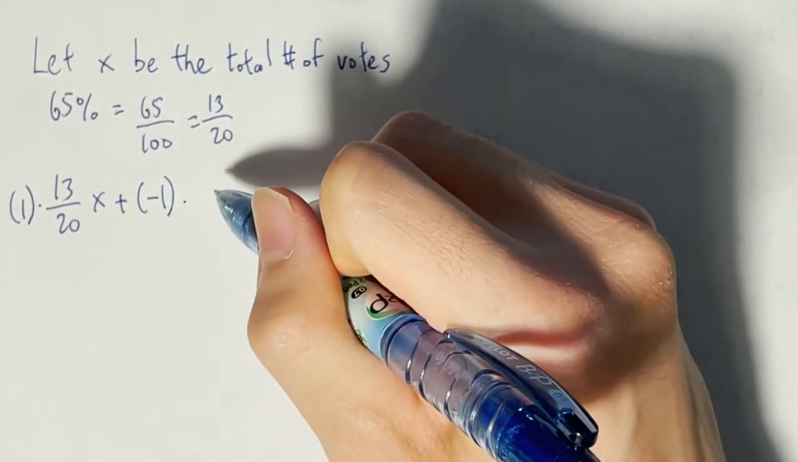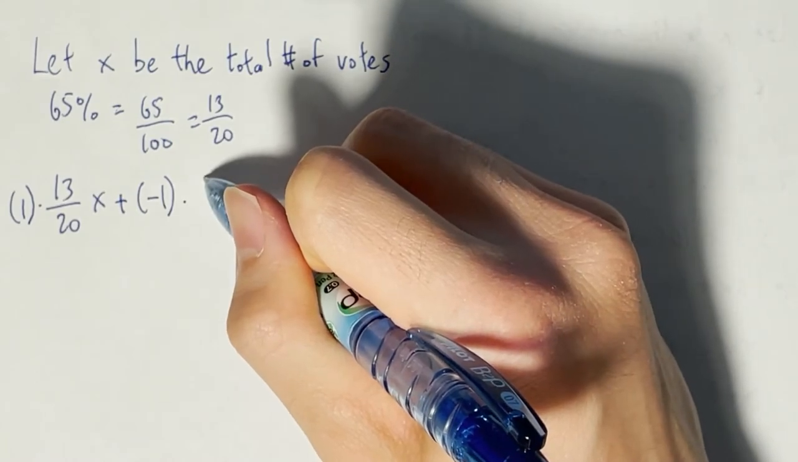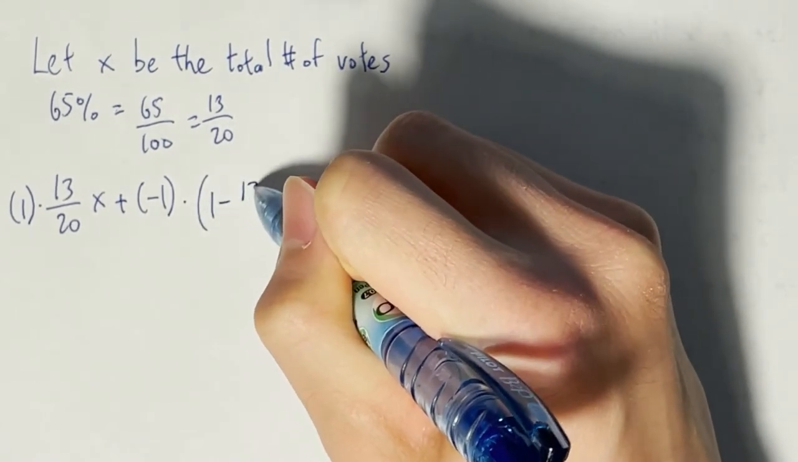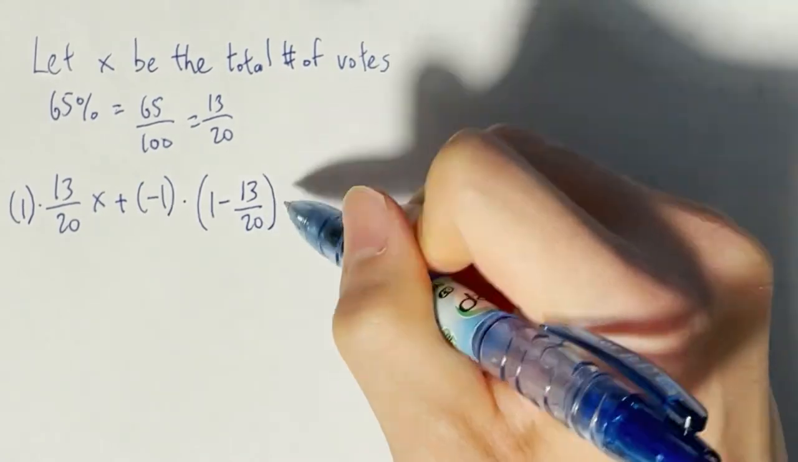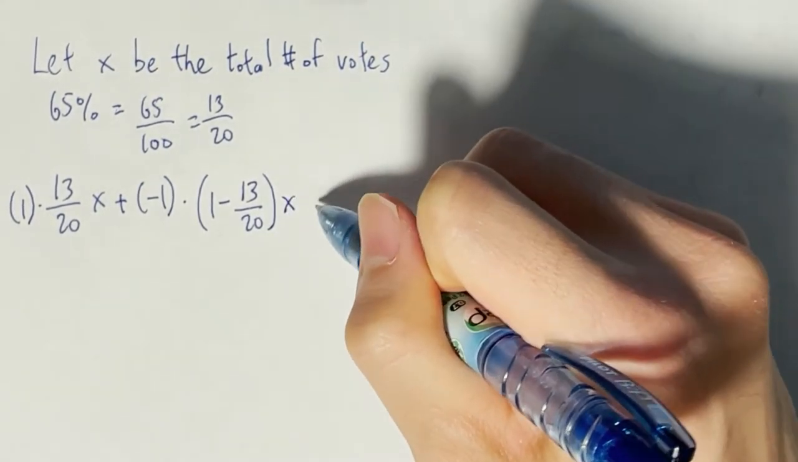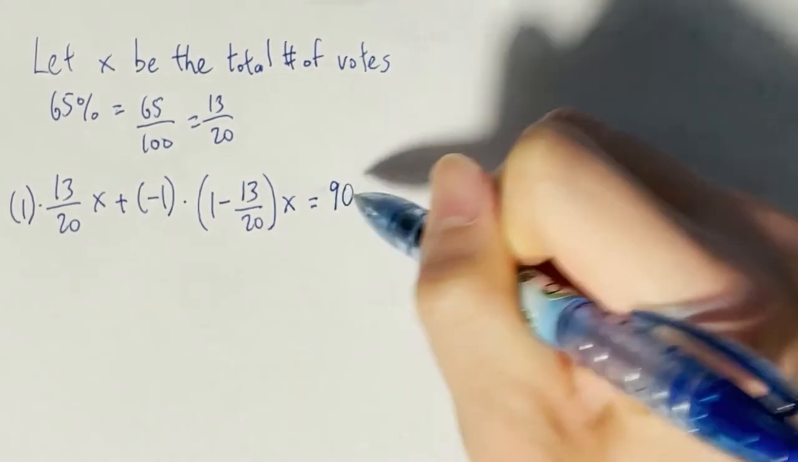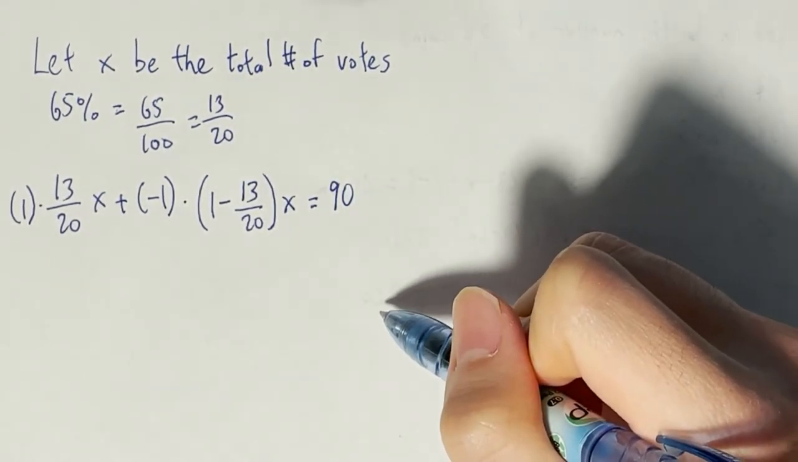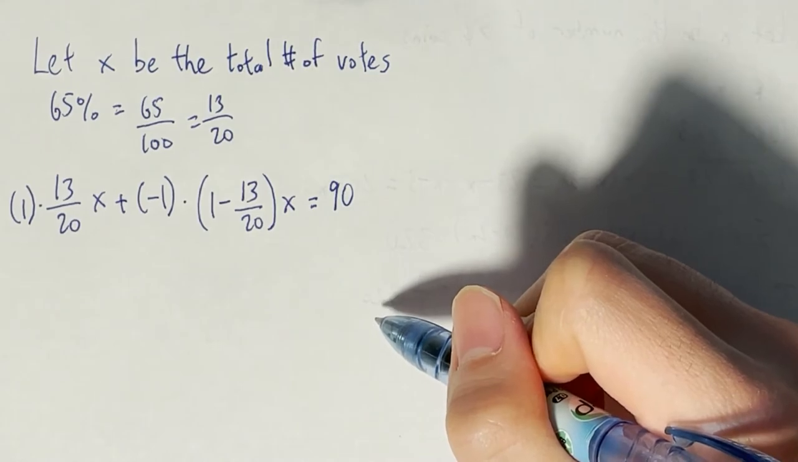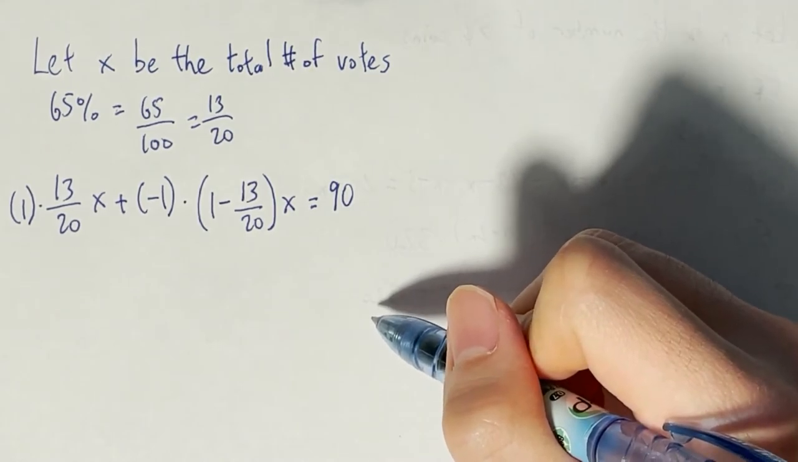And how many dislike votes are there? Well, it's the remaining votes. So that would be 1 minus 13 over 20 of the total number of votes, x. And together, this should give us our current score of 90. Now we have this equation, and we can go ahead and solve it using the techniques that we looked at.